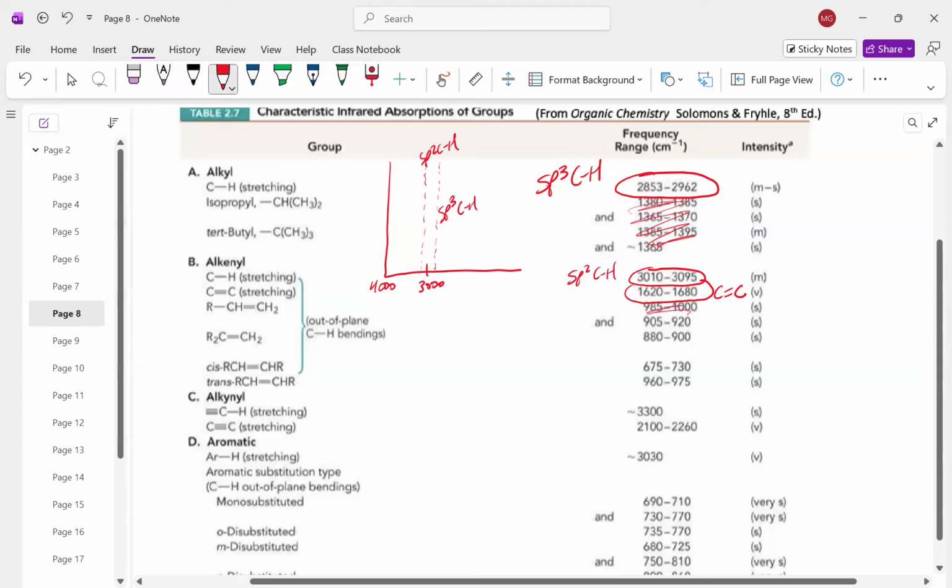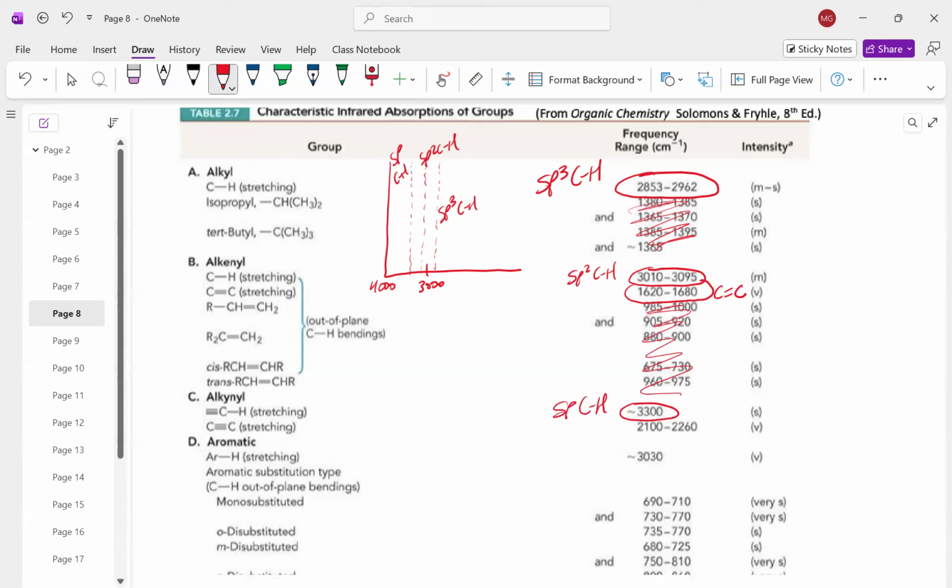Now, the rest of the things, again, don't worry about those. And then for an sp carbon-hydrogen, maybe we have a terminal alkyne, that's going to be around 3,300. So a little bit further. And if you have a terminal alkyne, then you're pretty sure that you have a carbon-carbon triple bond. So that's another one to memorize.